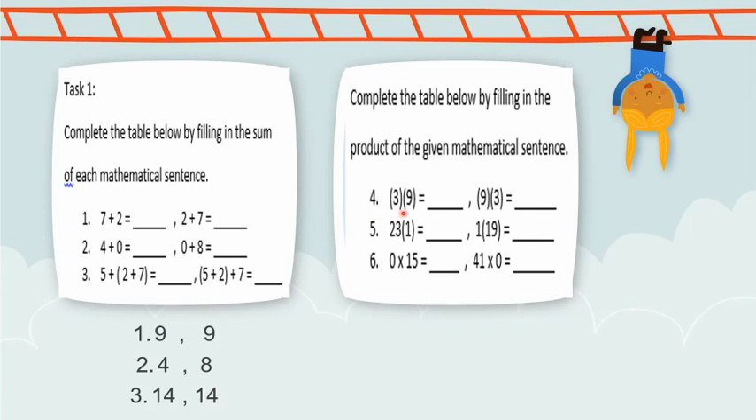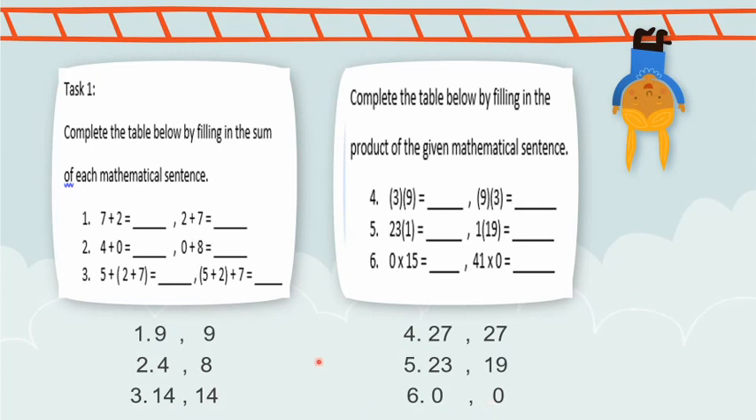We have 3 times 9 is equal to blank and 9 times 3 is equal to blank. So the answers for this question are both equal to 27. Now for question number 5, we have here 23 times 1 is equal to blank and 1 times 19 is equal to blank. So the answers for question number 5 are 23 and 19. Now for question number 6, we have 0 times 15 is equal to blank and 41 times 0 is equal to blank. So the answers for question number 6 are both equal to 0.